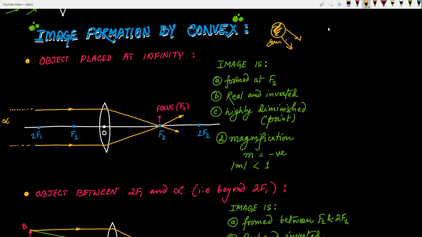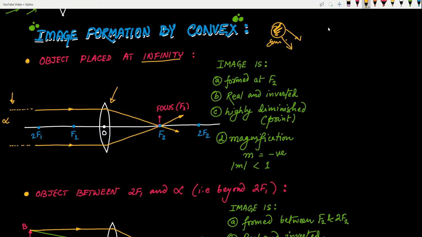So when the object is placed at infinity, we cannot draw the object here. We can see that no object has been drawn here, but the rays coming from it will be parallel. Why? The simple reason is that it is at infinity. Simple as that. Therefore, the rays coming and hitting the lens will be parallel.